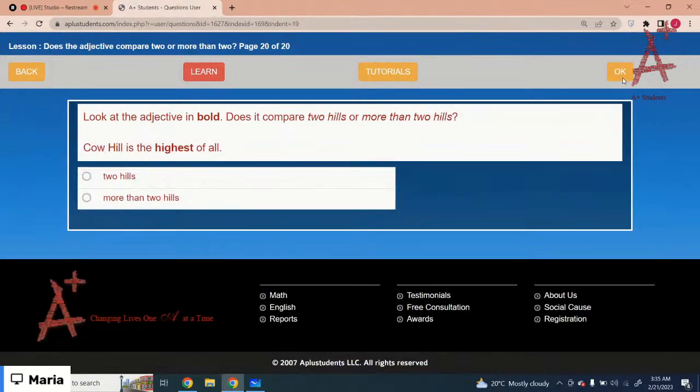Cow Hill is the highest of all. Highest, EST. Whenever you have an EST, that means the comparison is between more than two hills. Got it? So the correct option is more than two hills.